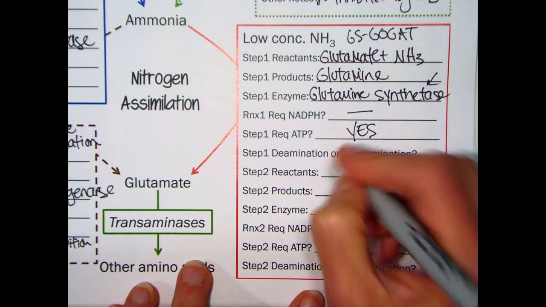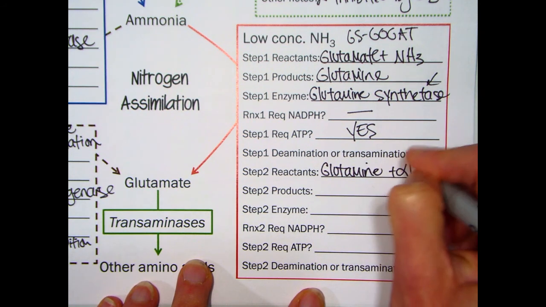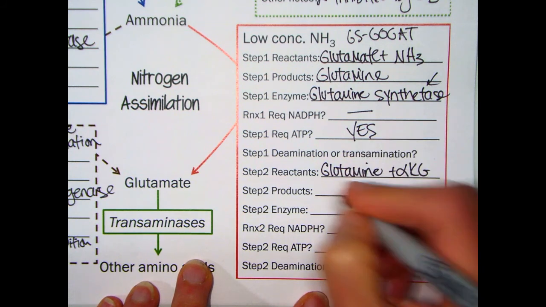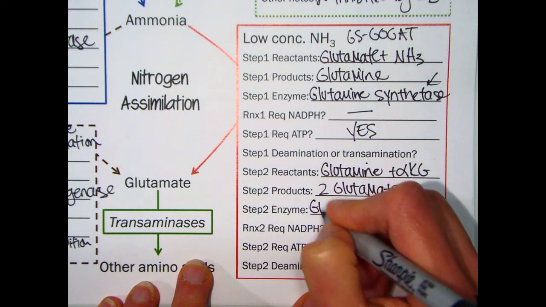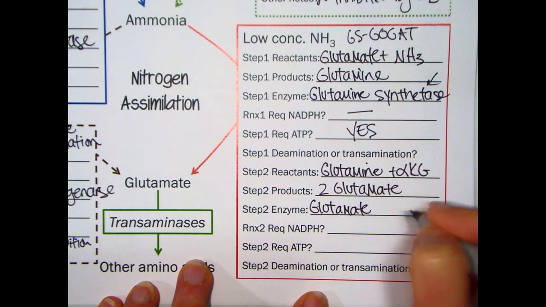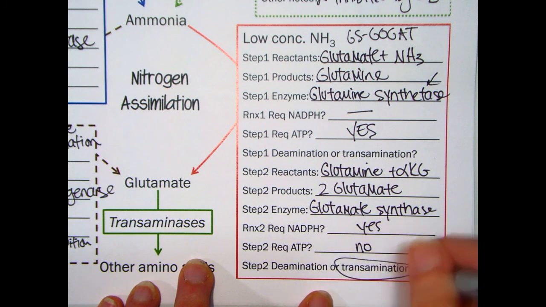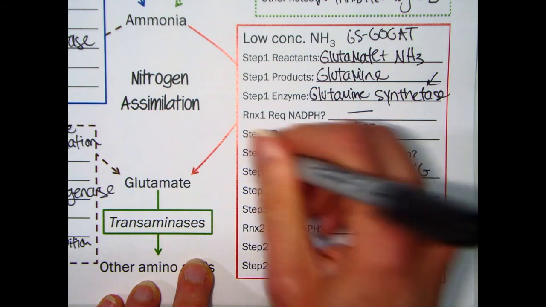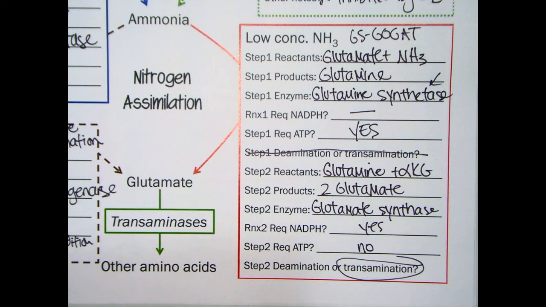The second step uses the glutamine that we made in the first step plus an alpha ketoglutarate, makes 2 molecules of glutamate using the enzyme glutamate synthase. It does require NADPH, does not require ATP, and is a transamination reaction. This one is neither because it's just an addition. So hopefully this summary sheet will help you guys to keep all these straight.